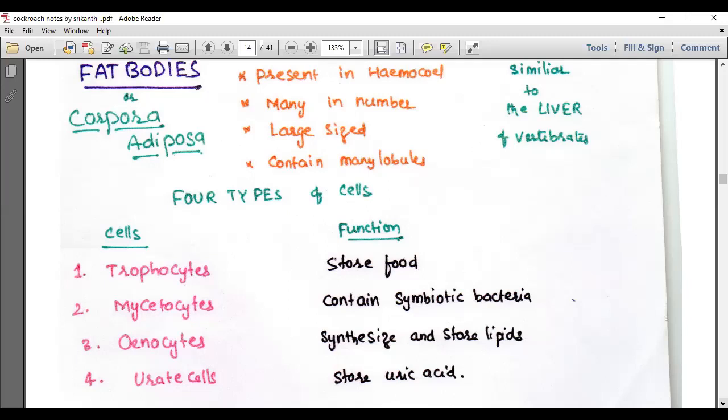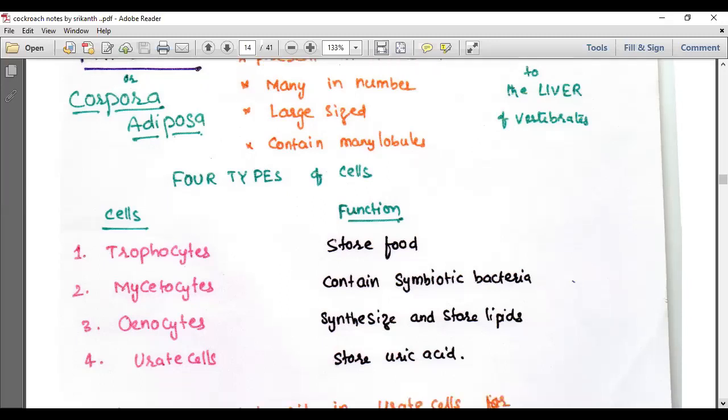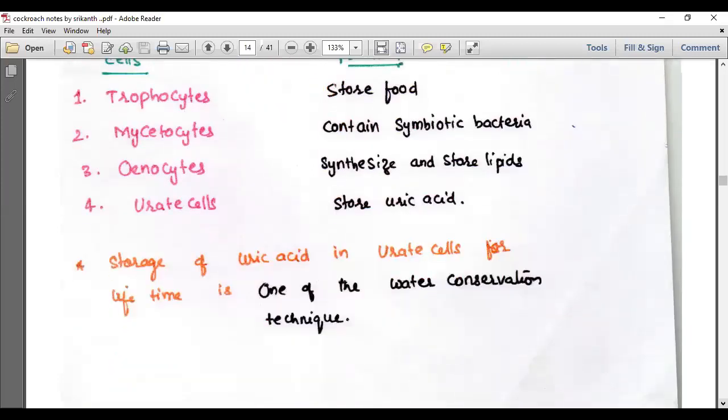For the symbiotic bacteria that synthesize amino acids, mycetocytes are there. To secrete the wax and to produce the wax or fat, to store the lipids, oenocytes are there, and urate cells are going to store the uric acid. This is a specialty of the body cavity of cockroach.